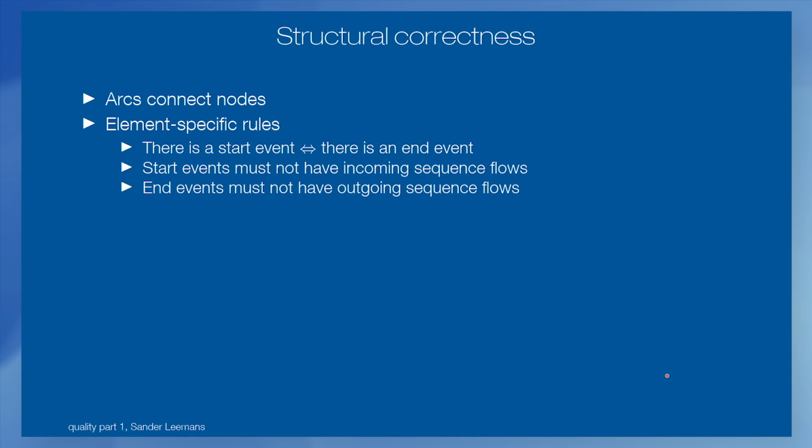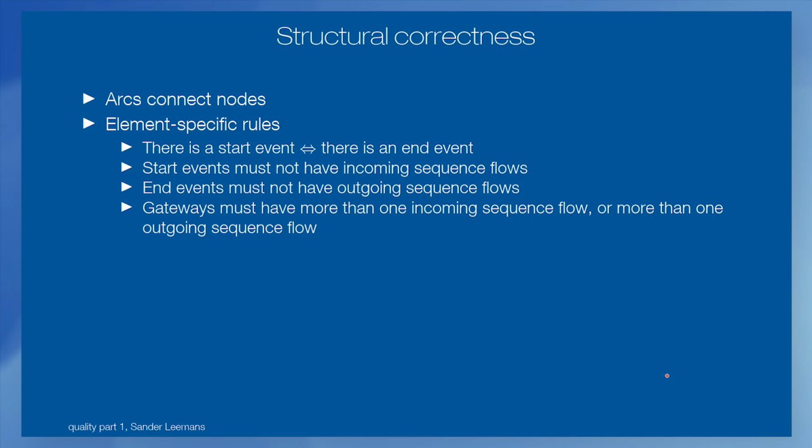Similarly, end events must not have outgoing sequence flows. So whenever a token reaches an end event, it is there and it signals to the environment, so kind of the thing that is calling the process, hey, we're done. It doesn't make sense to signal to the environment that this process is done, and then remove the token and do something else. Then you are not done.